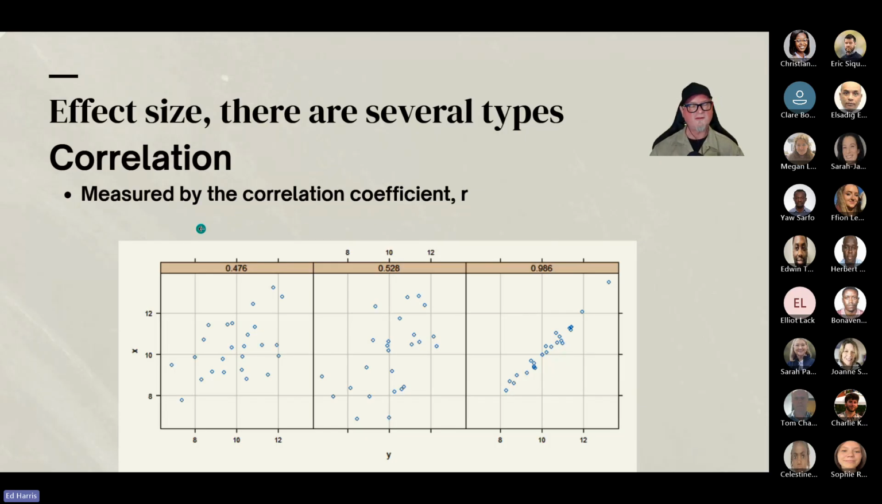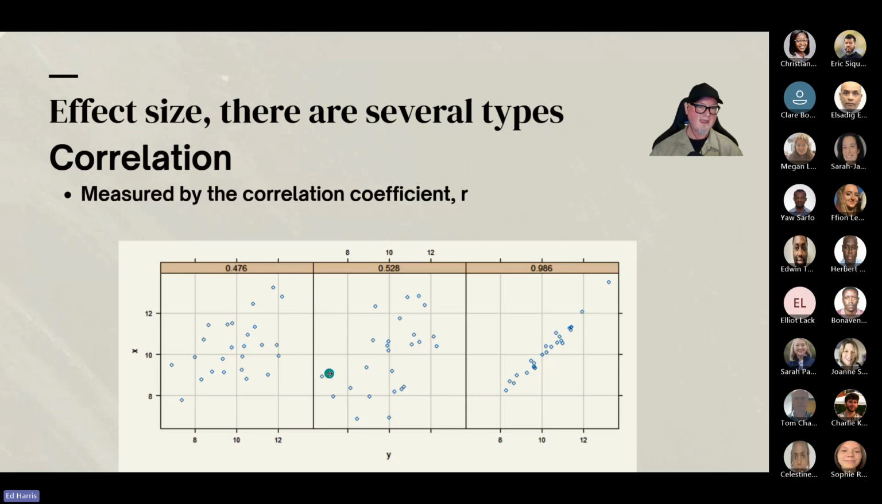Okay, so one is, and I also should say this, that a lot of the ways of calculating effect size derive from just, in general, two broad categories. One category is an association statistic, and one of the simplest association statistics is correlation. And in fact, if we look at the correlation test, the effect size is measured by the correlation coefficient, little r.